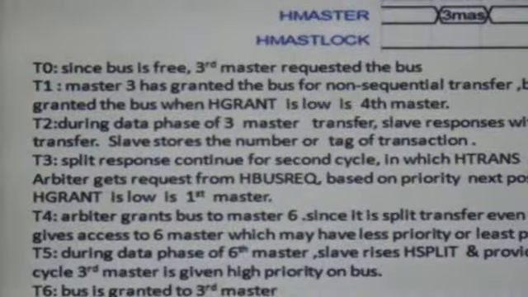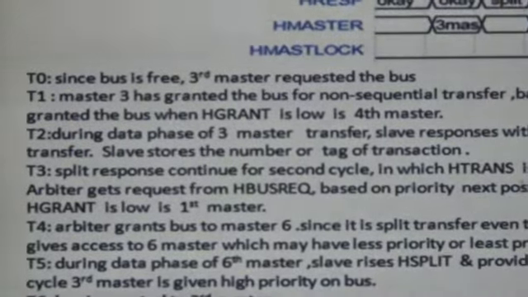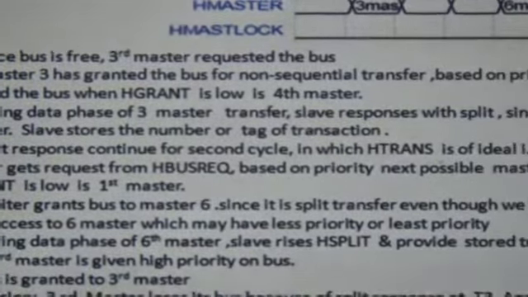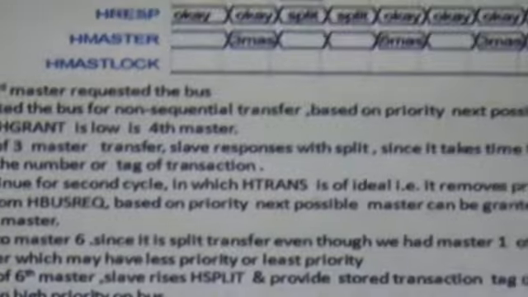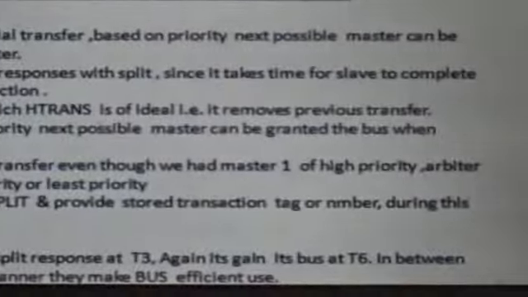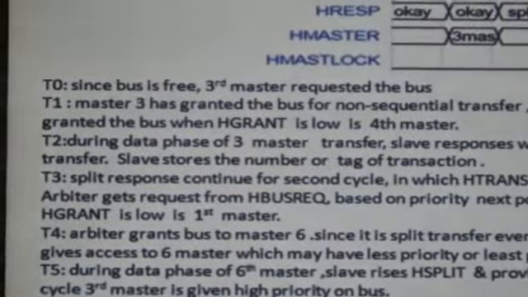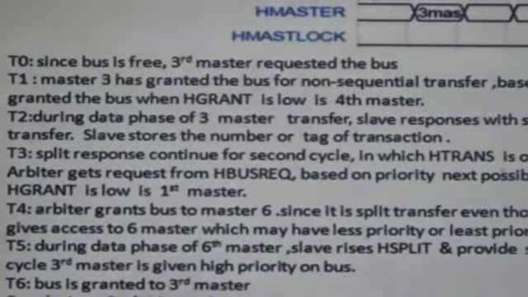Let us have a description of this waveform. At T0, since the bus is free, the third master has requested the bus. At T1, master 3 is granted the bus for a non-sequential transfer. Based on priority, the next possible master that can be granted the bus when HGRANT is low is the fourth master.